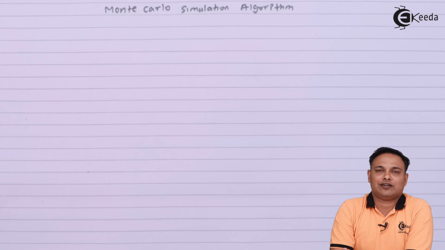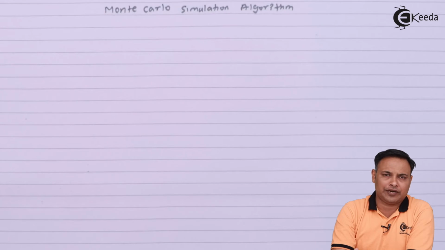Now let's see the algorithm for a Monte Carlo simulation model. Meaning, what will be the flow chart, what will be the steps, or what is the exact procedure of simulating a particular situation under the Monte Carlo simulation model. Let's look at the steps.